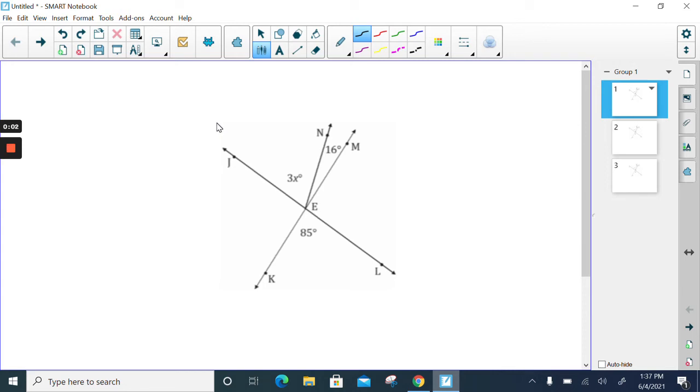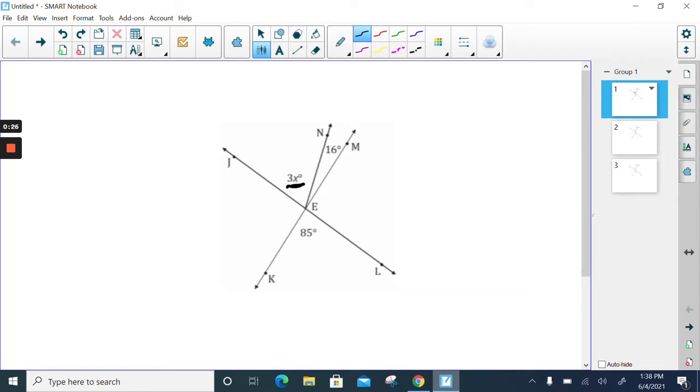Today we are going to be solving equations based on angle relationships. We're going to be looking at pictures and trying to pick out what angle relationships we see that can help us solve for variables. So in this problem here, we actually see 3x, and our goal is going to be to find out what value of x makes this picture accurate.